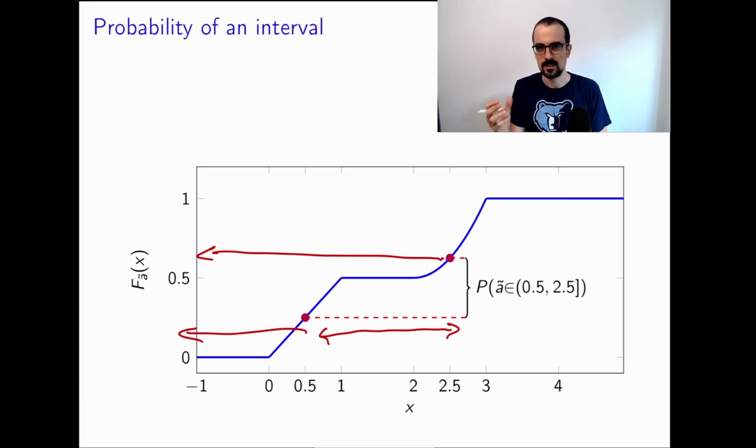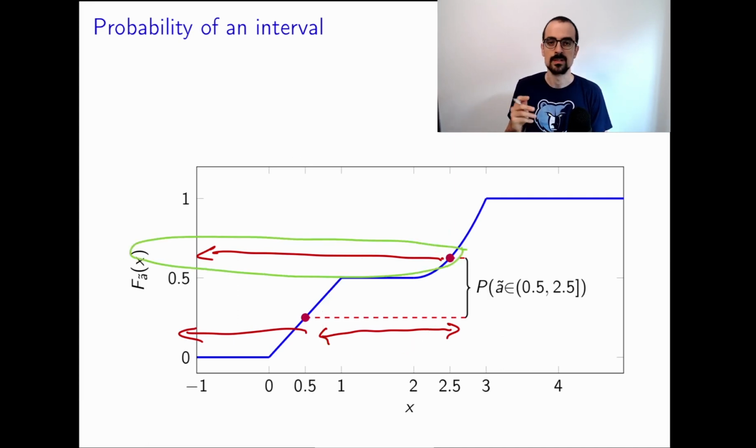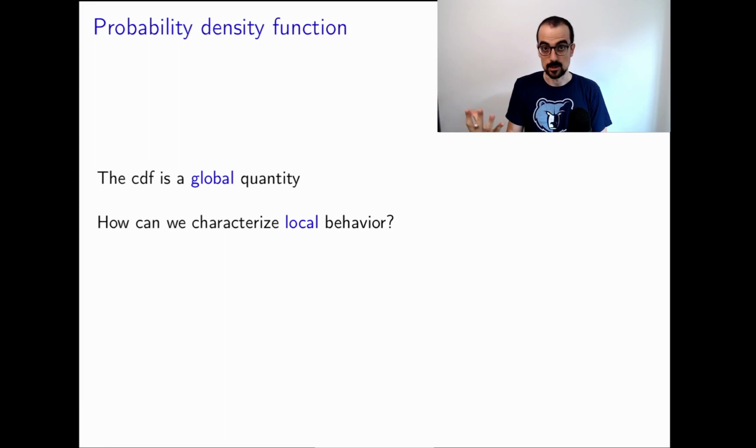So the CDF gives us all the information we want to know about the random variable, but it's a little bit clunky, right? Because if we're interested in what is going on in this interval here, or even more locally, then we have to subtract CDFs, and at the end of the day, the CDF captures the behavior of the random variable up to a certain point, so very globally. So here what we're going to want to do is define a tool that allows us to describe the local behavior of the random variable. The CDF is a global quantity, and we want to characterize local behavior.